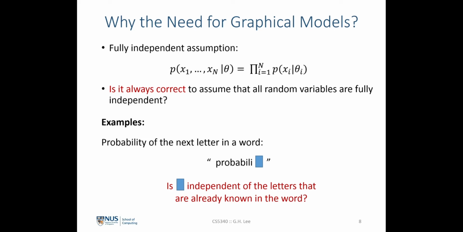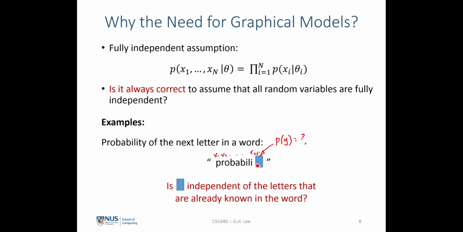An example here would be, suppose that I'm given a series of letters, P-R-O-B-A-B-I-L-I, and I ask you to guess the probability of the next letter occurring in this particular slot. Suppose the probability of this to be y equals what? Probability. The question that we ask here is, is the probability of y occurring in this particular slot fully independent of all the other letters that occur before it, where we represent each one of these letters as a random variable, x1, x2, all the way to xn, for example?